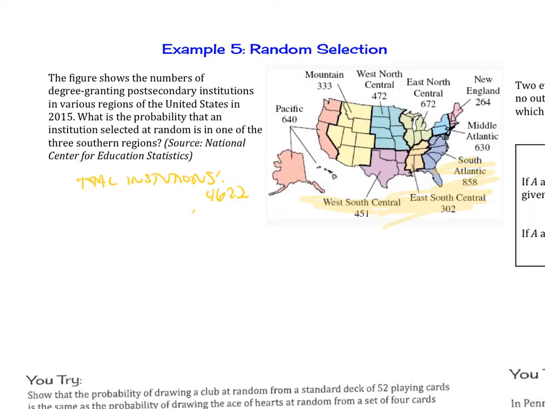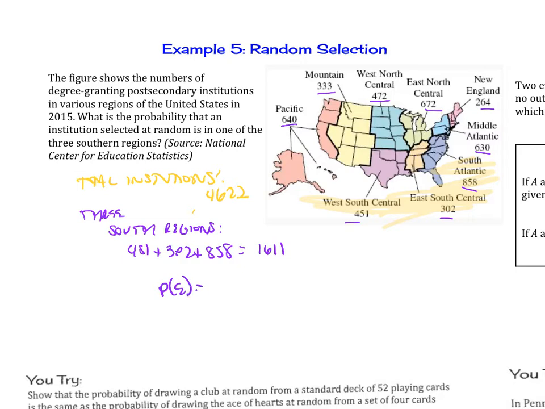So you just add all of these numbers here to get that 4,622. So the 3 southern regions, I'll just say south regions, so you total that number, so that's going to be 451 plus 302 plus 858, so that's going to be 1,611. So the probability of the event, with the number of expected likely outcomes over the number of the sample space, that is 1,611 over the total, which is 4,622, which is approximately 0.349.